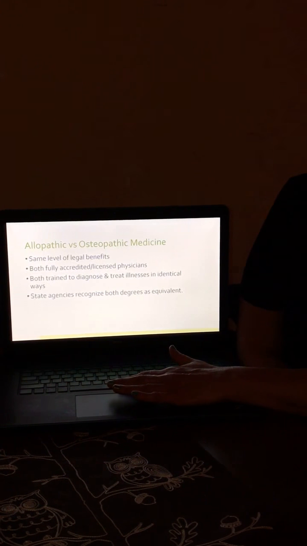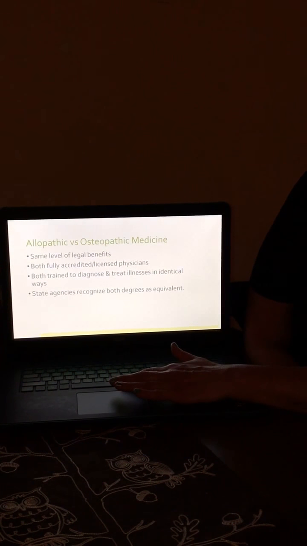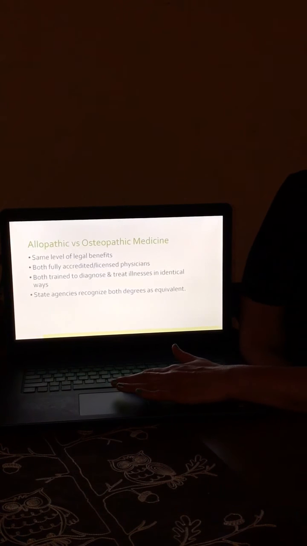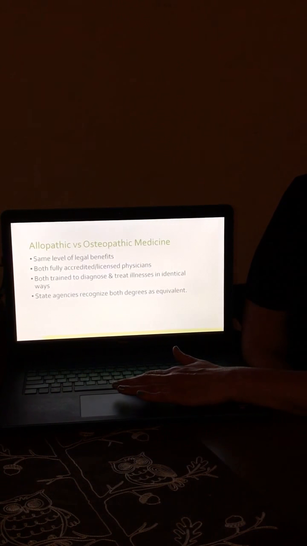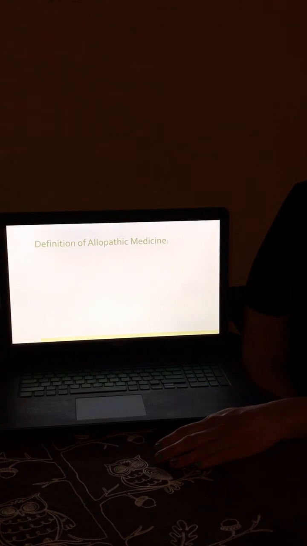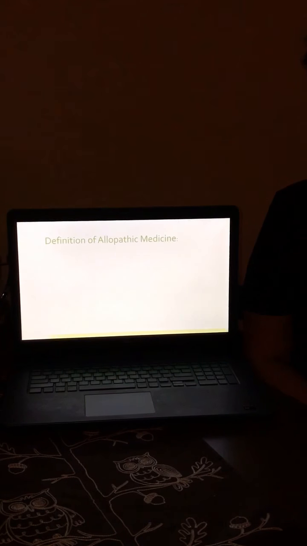When students are trying to be physicians, they are encouraged to receive both training in order to familiarize themselves with each and have a broadened educational experience. Now we go into the differences between the two. The definition of allopathic medicine.